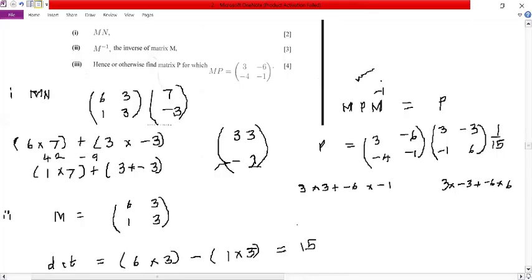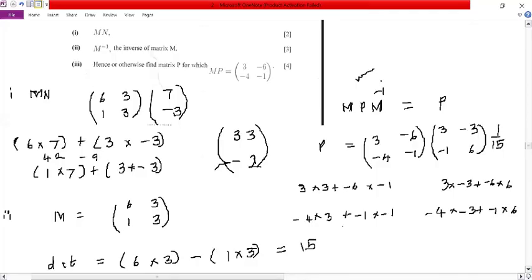Then we go to the one underneath. We're going to say minus 4 times 3 plus minus 1 times minus 1. Then we go to the other one, which is underneath again. We're going to say minus 4 times minus 3 plus minus 1 times 6.